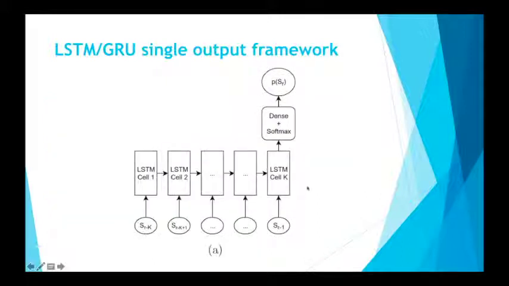And next is the architecture of the LSTM cell, the LSTM predictor framework, which consists of multiple cells, cell 1, cell 2, up to cell K, where each cell takes the previous K text as an input. So cell number 1 takes the previous K text, cell number 2 the previous K minus 1 text, and so on up to the previous text. The output of the last cell is passed to a softmax and a dense layer. This is what we call a single output framework.